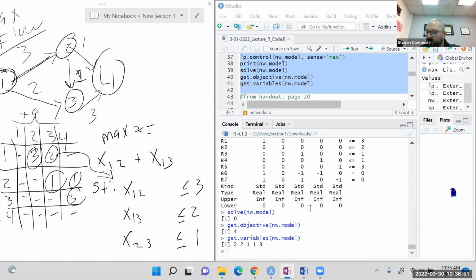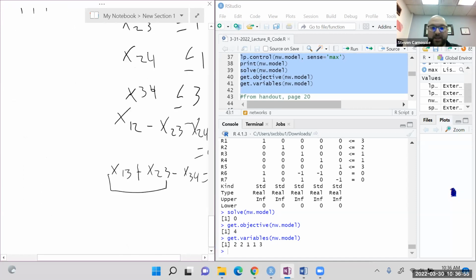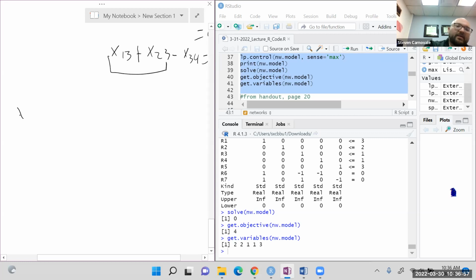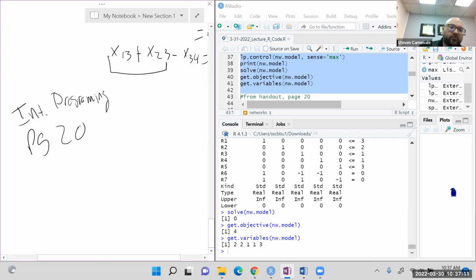The next example we're going to follow along to page 20 of the handout. And here we're looking at integer programming. So this one we're going to go through rather briefly. You can take a look at it on page 20 of the handout. Here, you can see the feasibility or the expansiveness of integer programming.